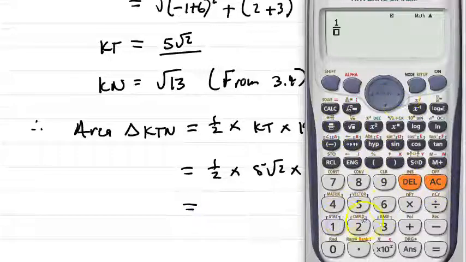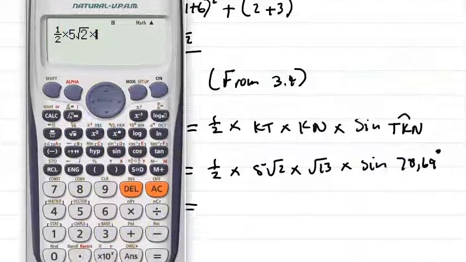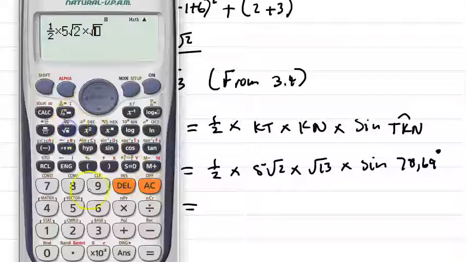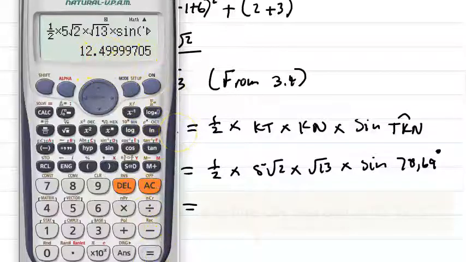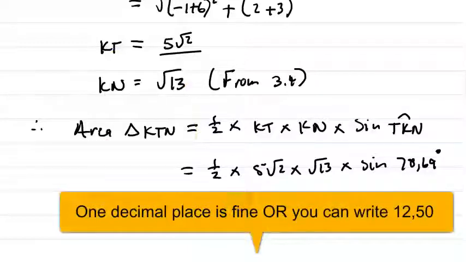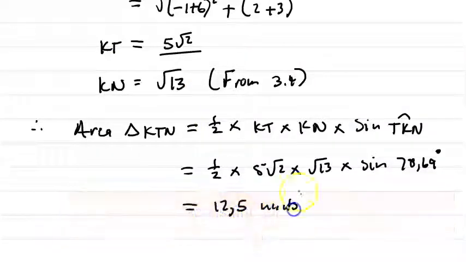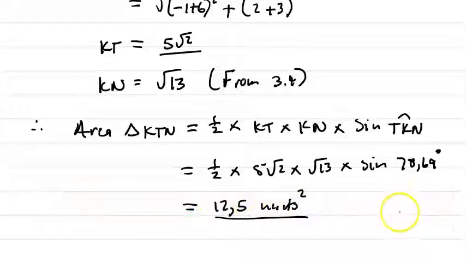Half times 5 root 2 times root 13 times sine of 78.69. And that's 12.499. If you round off to 2 decimal places, we get 12.5 units squared. And that's our solution, learners, for the area of triangle KTN.